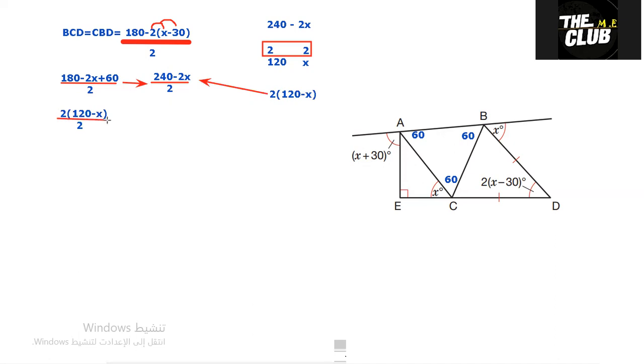Now I'm going to make the line like this. I noticed that I have 2 in the numerator and 2 in the denominator, meaning one on top and one on the bottom. Now I can remove them together like this. And what remains is 120 minus x. So the final answer will be 120 minus x. What is 120 minus x? These two angles, CBD and BCD. So this one is 120 minus x.